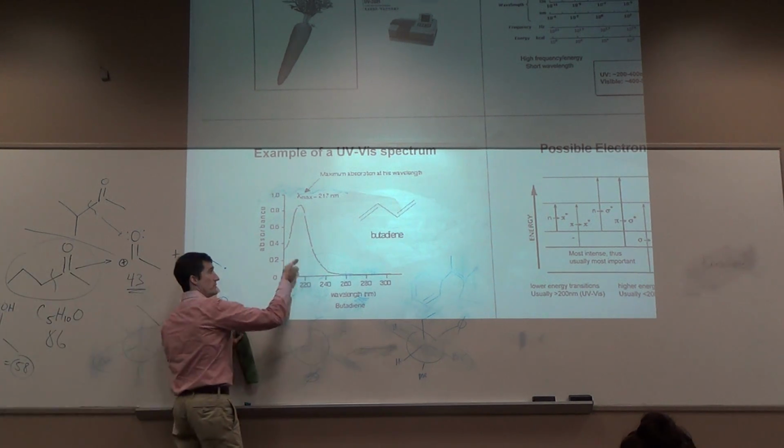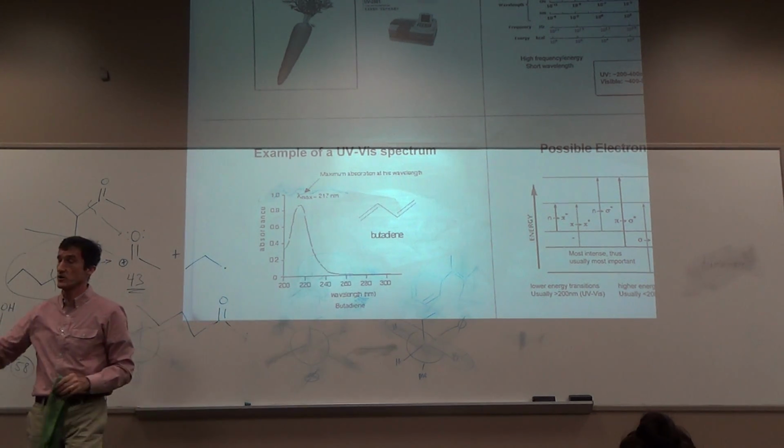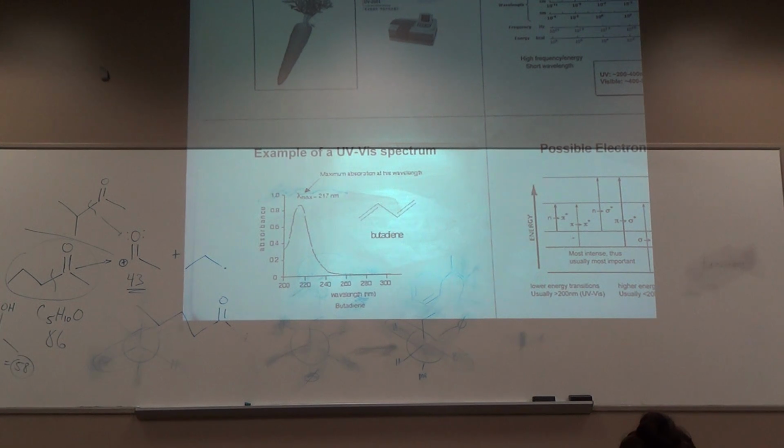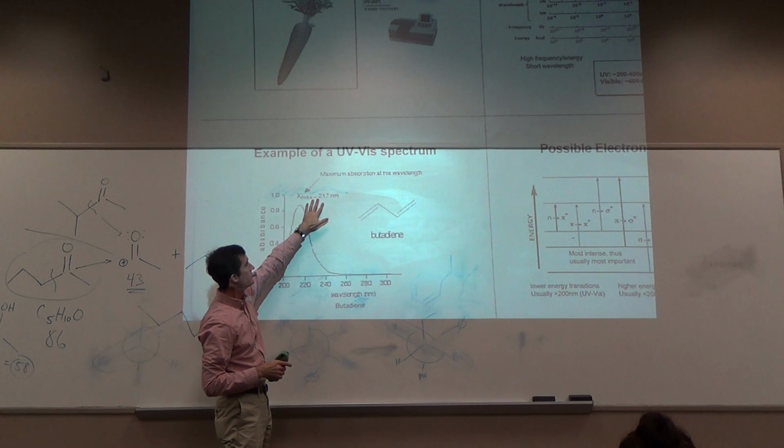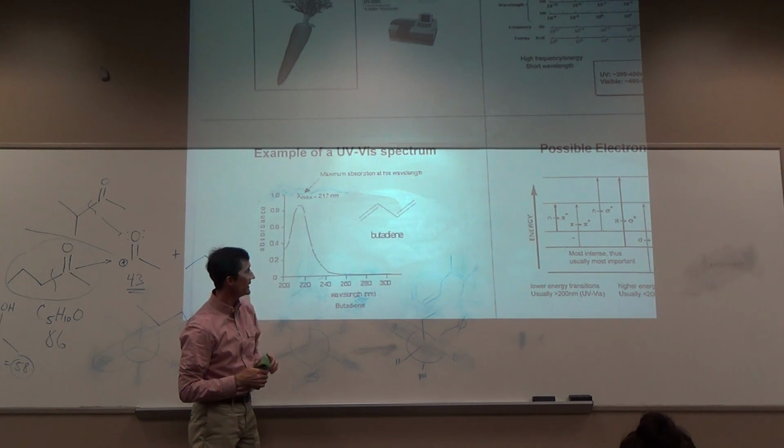Now, in UV-vis you're not going to get a lot of peaks like in IR. It's pretty nondescript compared to IR. This is the main piece of data you get. 217 is in the UV range.